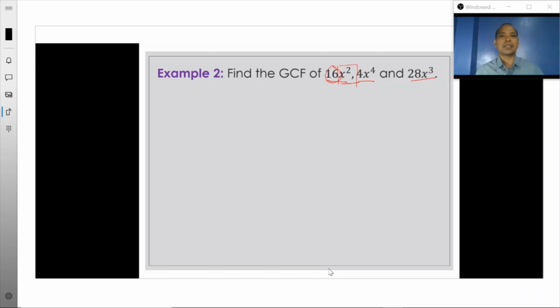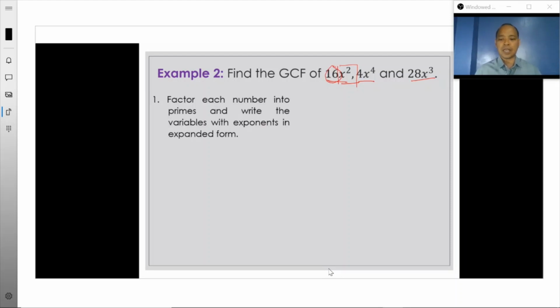But just like example number 1, the way we would get the GCF of these expressions is to first rewrite these expressions as a product of prime factors. Starting with 16x squared, we make use again of the factor tree method.